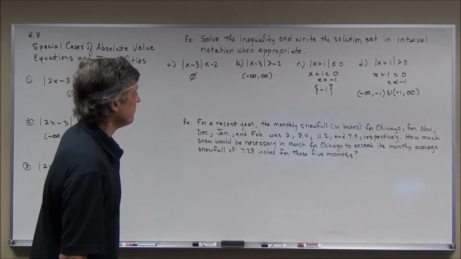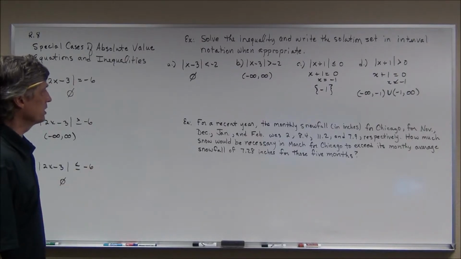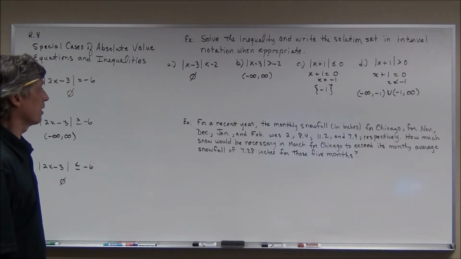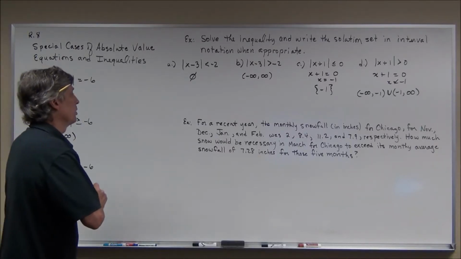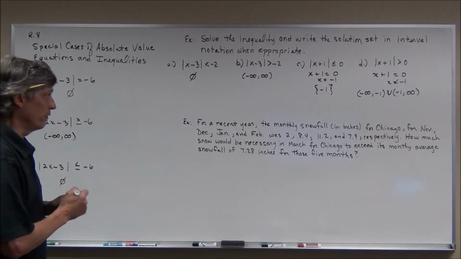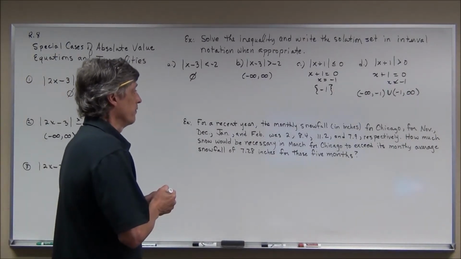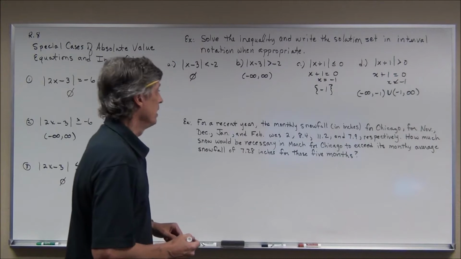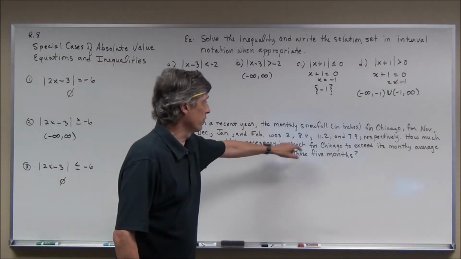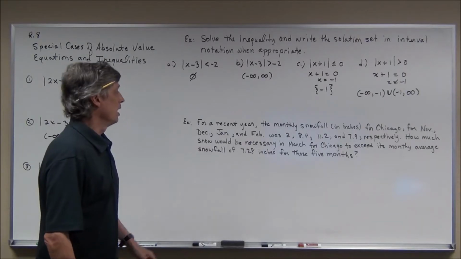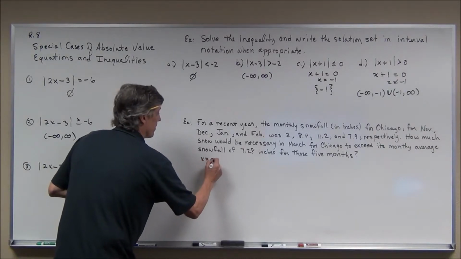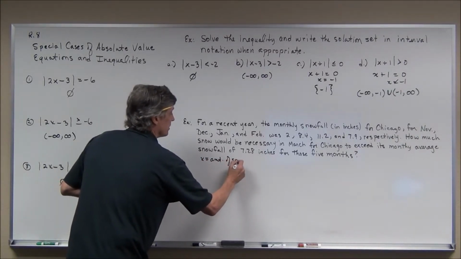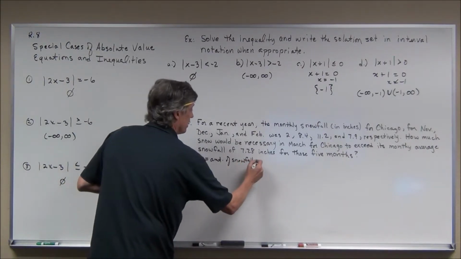I finished this section with a simple example of how to do an application problem, a story problem, that we'll use inequality for. And it says for a recent year, the monthly snowfall in inches in Chicago for November, December, January, and February was 2, 8.4, 11.2, and 7.9. Remember, this is in inches, respectively. How much snow would be necessary in March for Chicago to exceed its monthly average snowfall of 7.28 inches for those 5 months? Well, let's let x be the amount of snowfall in inches for March.